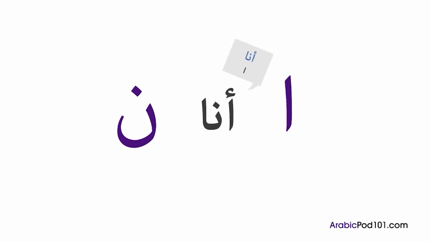In the first lesson, we learned alif and noon. They are the letters you need to form the word ana, meaning the pronoun I. First, we have alif. Here's the isolated form. And here's the final form. Alif only has two forms, as we've already explained before.